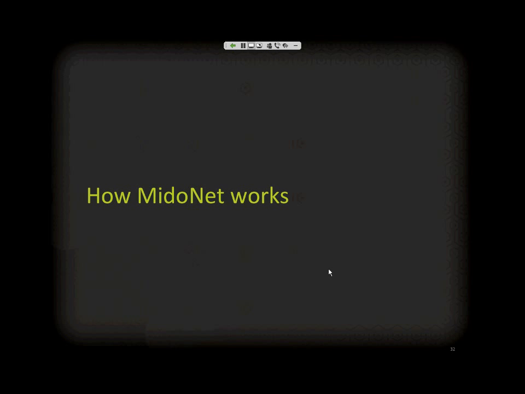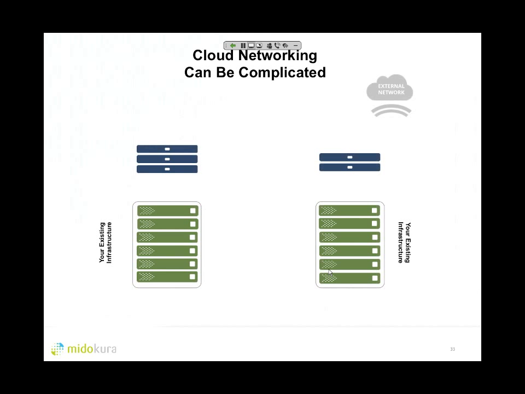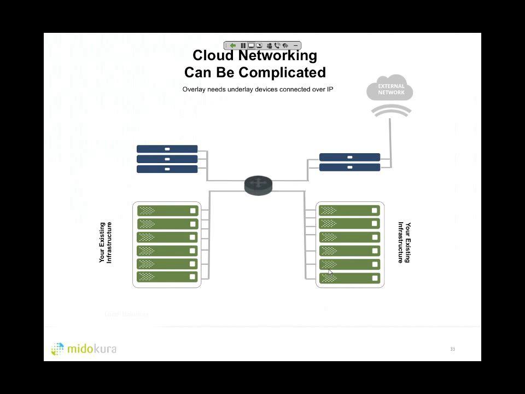So now I'll go through a packet walkthrough just to show you how MidoNet works and how these components talk to each other. So as we all know, with OpenStack, cloud networking can be complicated. We're familiar with our customers doing proof of concepts and quickly seeing the Neutron network node as a single point of failure is not attractive to them at all. And everyone wants a highly available network, as well as the ability to scale out.